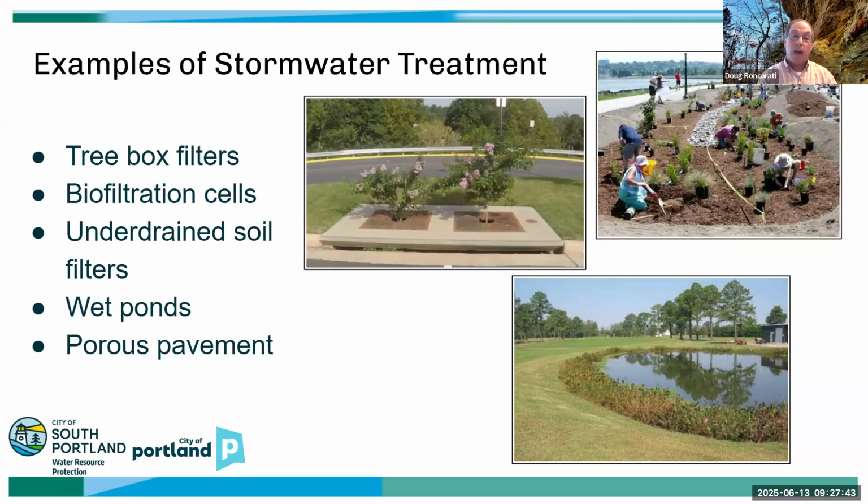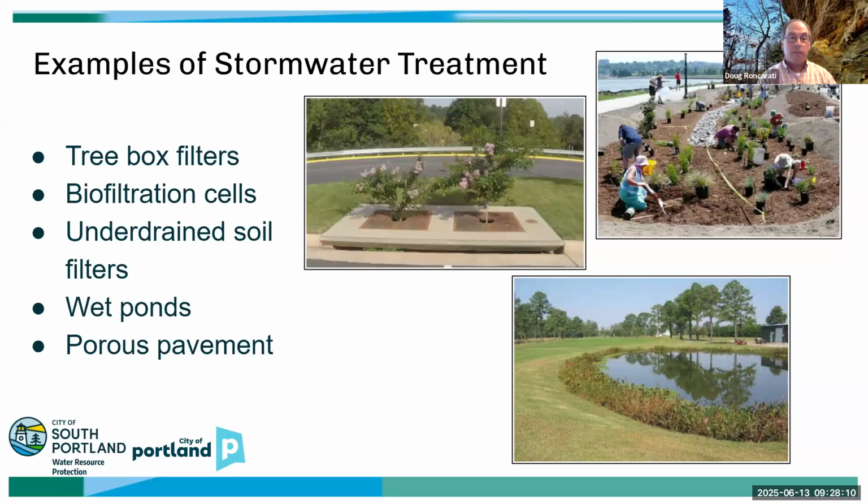And then we have an underdrain soil filter, which is similar, except it is lined so that the water can't go into the ground. It goes back out into the storm drain system before being discharged, hopefully cleaner than when it went in. Wet ponds are a larger scale treatment, so they allow you to capture water from a larger area and hold on to it and then slowly treat it before it's discharged.